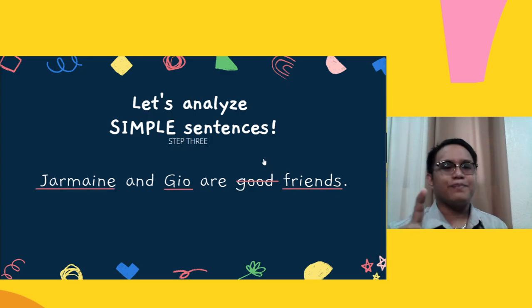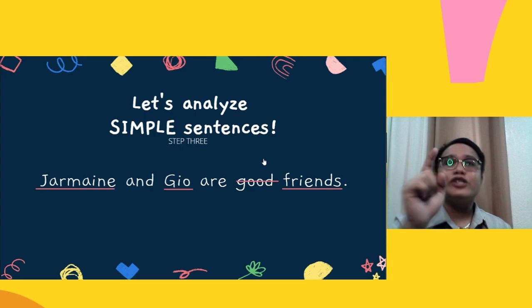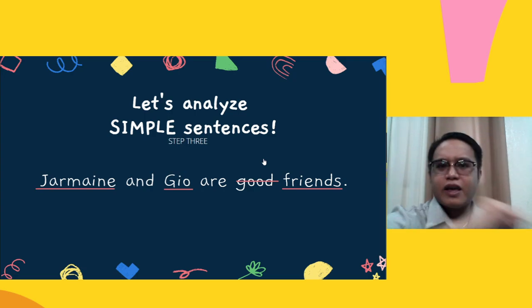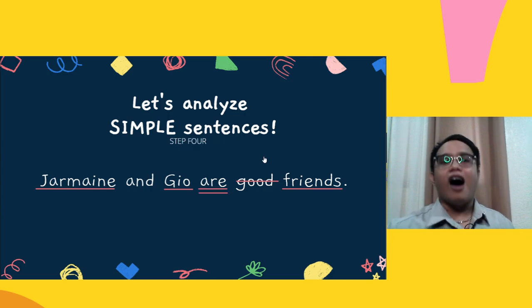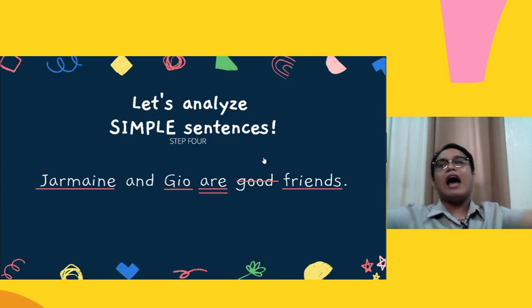Okay? Step 4. Step 4, underline twice the verb. And what is the verb being used here? It's a state of being verb. What's the verb? Very good. The verb being used here is are. So, this is how our analysis will go.